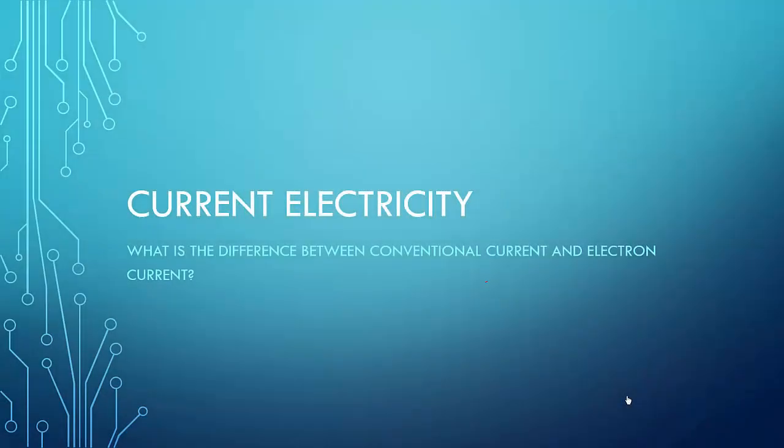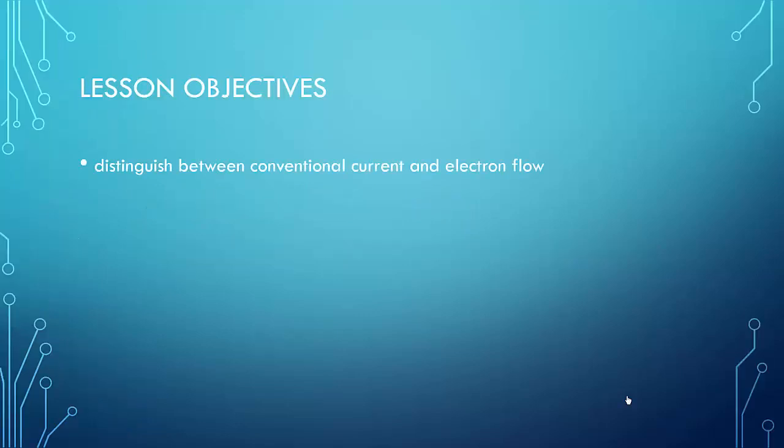In this lesson, we are going to talk about what is the difference between conventional current and electron current. So these are lecture objectives.